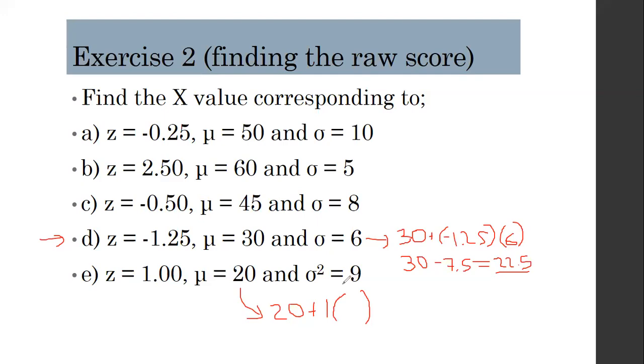We need to convert this variance into a standard deviation, is it? So it means the square root of it. So it's 3. Because variance, standard deviation is the square root of variance. So the square root of 9 is 3. That's what I'm saying. Okay. So 20 plus 3, so the answer is 23.